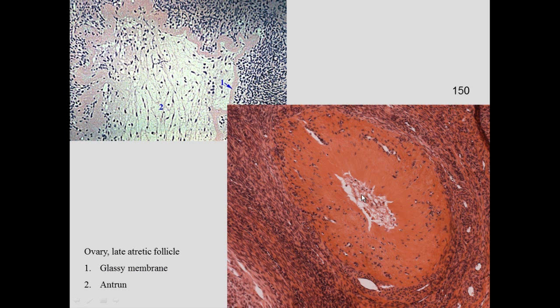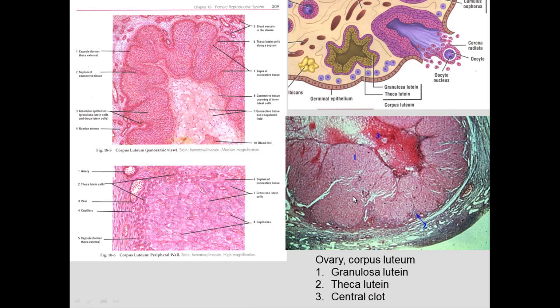Here's another one showing you an atretic follicle, which is actually making a glassy membrane. And here we can see the granulosa cells have luteinized to produce a corpus luteum that we see right in through there. It's first a corpus hemorrhagicum in the beginning because it's bleeding, and then you get the transformation of the cells.